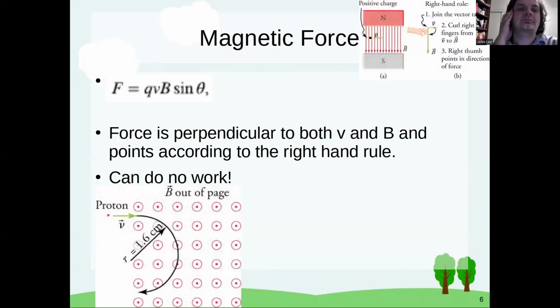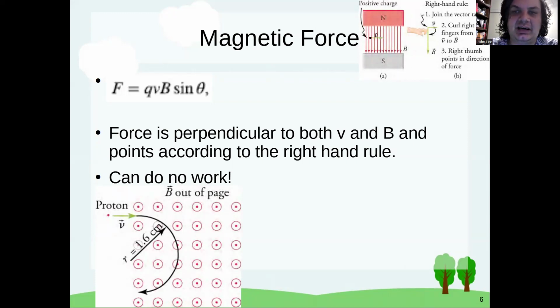So the force that is caused by a magnetic field is dependent on Q, the charge, the velocity, the magnetic field, and the angle between them. So force is equal to Q times V times B times sine theta, whereas the force in an electric field was equal to Q times E, without the V or any theta dependence.